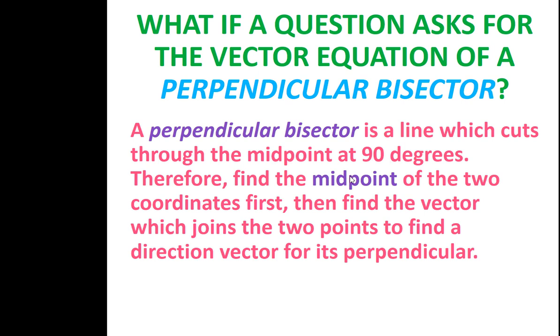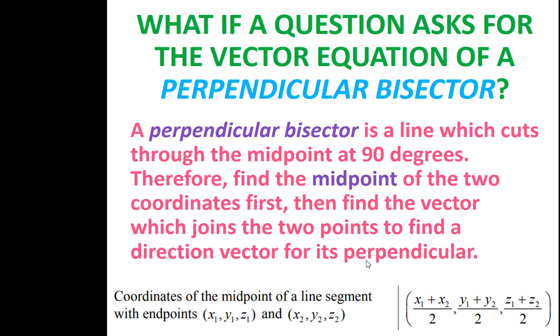Therefore, find the midpoint of the two coordinates first, and then find the vector which joins the two points to find a direction vector for its perpendicular. A bit complicated, so you might not see a question like that, but I just thought I'd point out what a perpendicular bisector was. And just reminding you, in the formula booklet they have coordinates for the midpoint of a segment, and also for the midpoint of a 3D segment. If it was a 2D segment, you would just use these two.